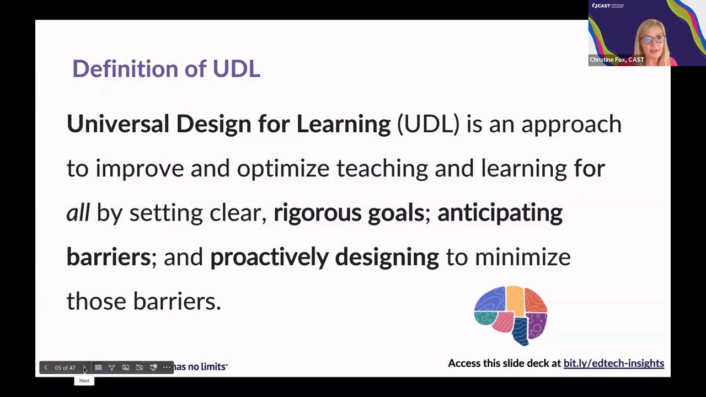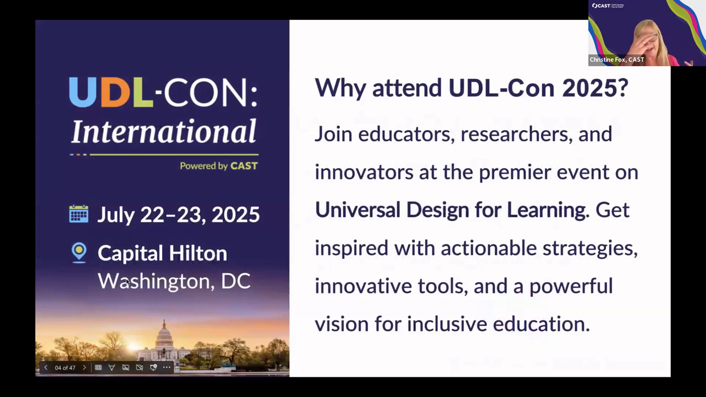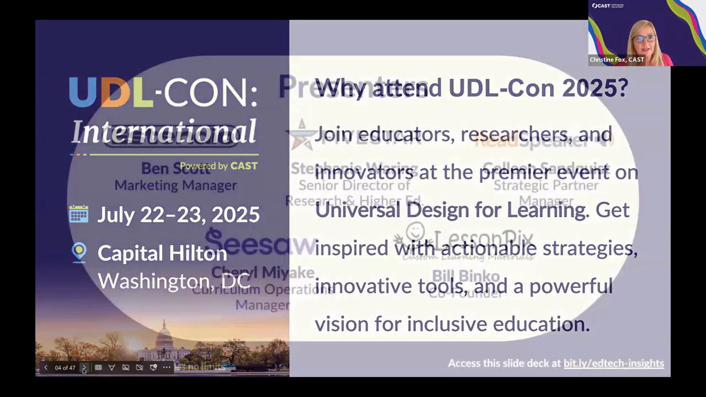And so with that, we'll be talking a little bit today, and the different organizations here will talk about how they are aligned to UDL. The reason that these particular partners are with us as solution providers is because they are also participating in our conference this summer, UDL-Con International, which will be July 22nd and 23rd at the Capitol Hilton in Washington, D.C. Why should you attend? You should join other educators and research innovators at the premier event on UDL. Get inspired with actionable strategies, innovative tools, and a powerful vision for inclusive education.